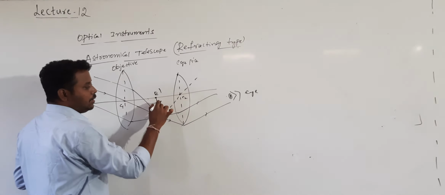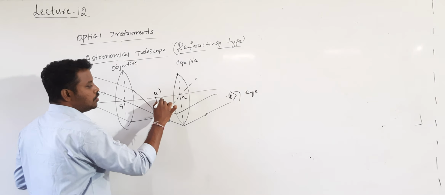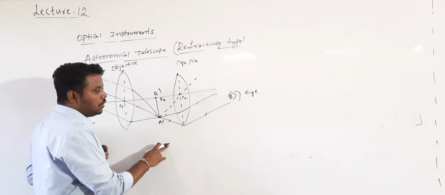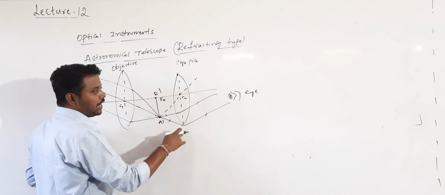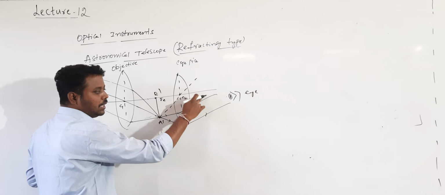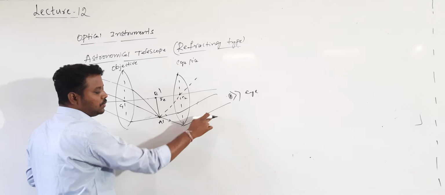Generally we will adjust the eyepiece in such a way that this image is formed exactly at the principal focus of the eyepiece. Due to that, finally what happens? Now light rays will be refracted through the eyepiece. These light rays will never converge.